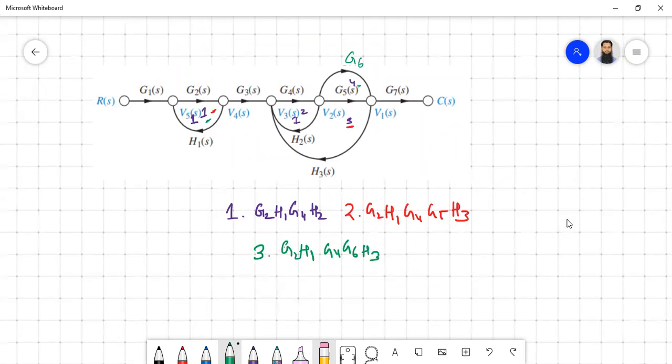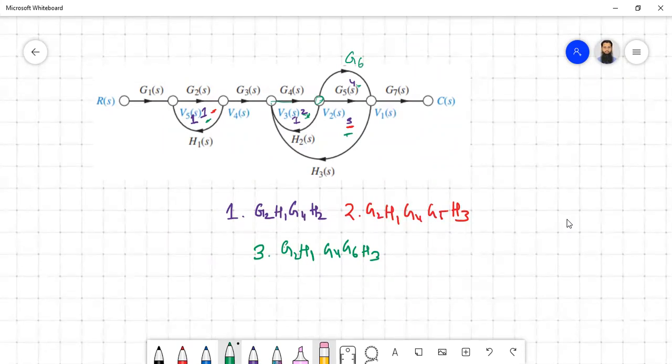Because this one, 2 and 3, is sharing this whole branch as well as this two node. So 2 and 4 is also sharing this node, also this branch. So they cannot be isolated. So this is only three combinations possible where you can take two non-touching loops at a time. So is there any possibility of three non-touching loops? Definitely not in this particular case.